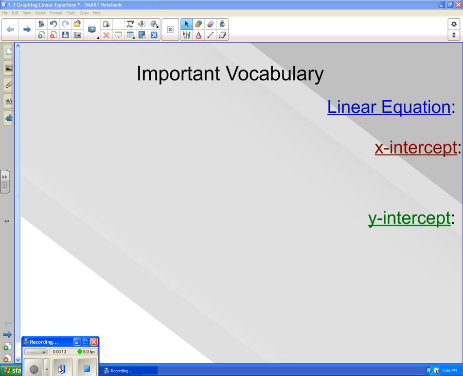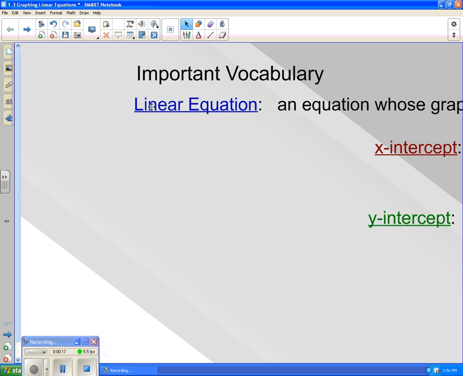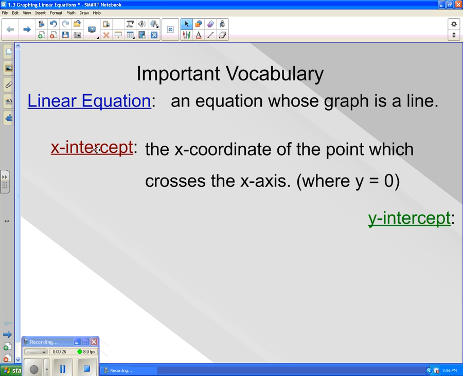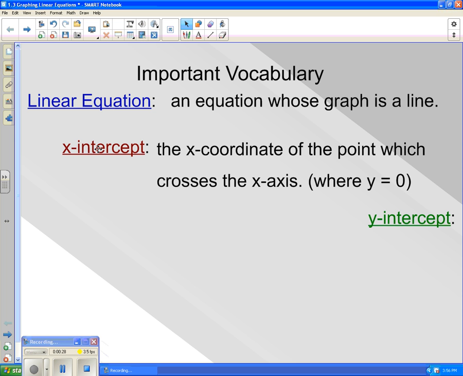You first need to know what a linear equation is. A linear equation is just an equation whose graph is a line. We also need to know what an x-intercept is. The x-intercept is where the graph crosses the x-axis. To find the x-intercept, we just let y be 0.